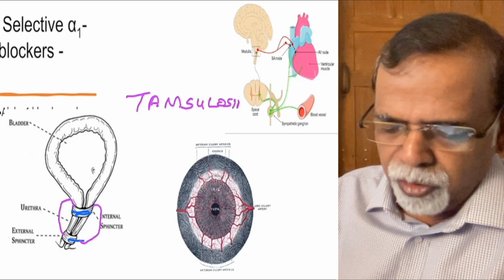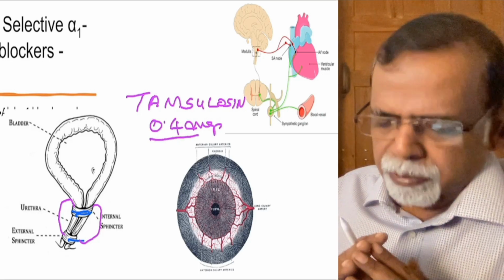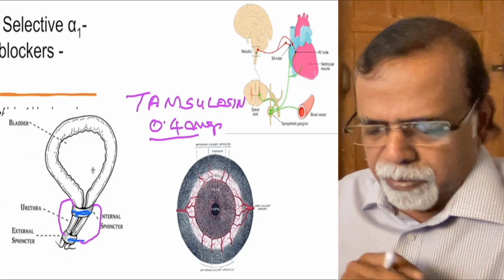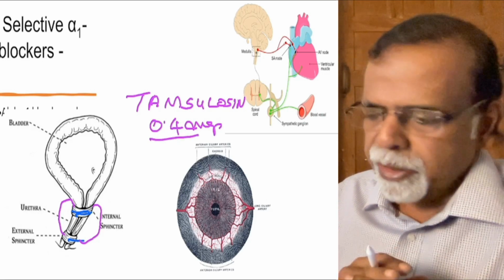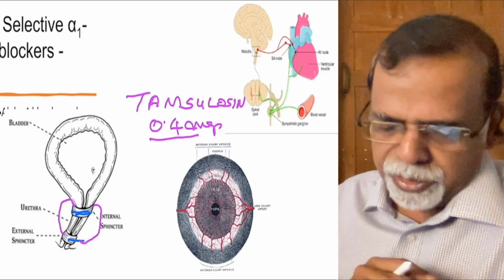It is given as 0.4 milligrams. Many of these drugs can produce postural hypotension, so they are better taken at night. So tamsulosin 0.4 milligram is a commonly used drug.